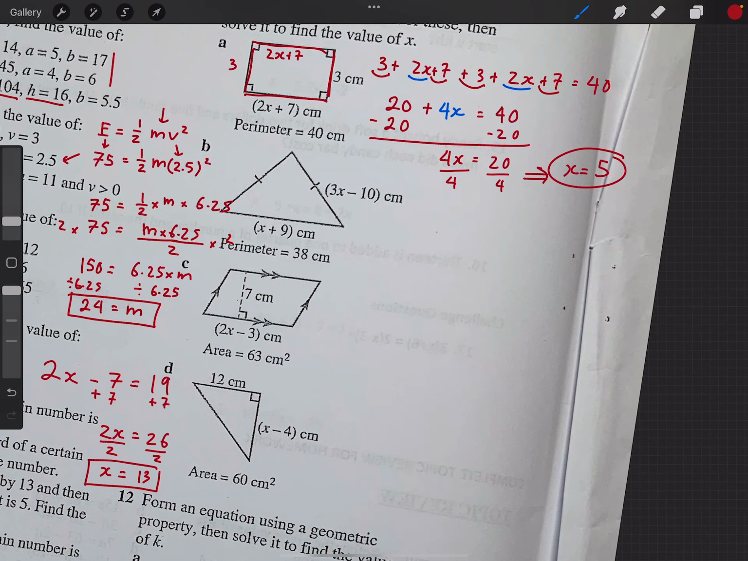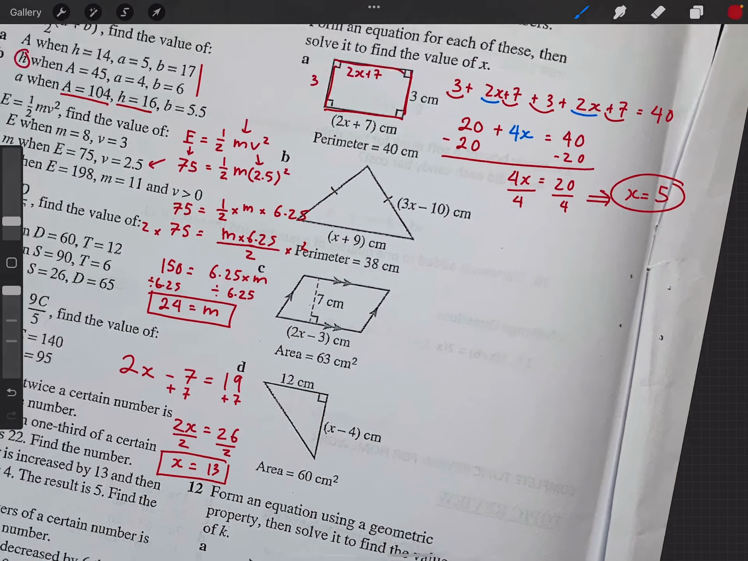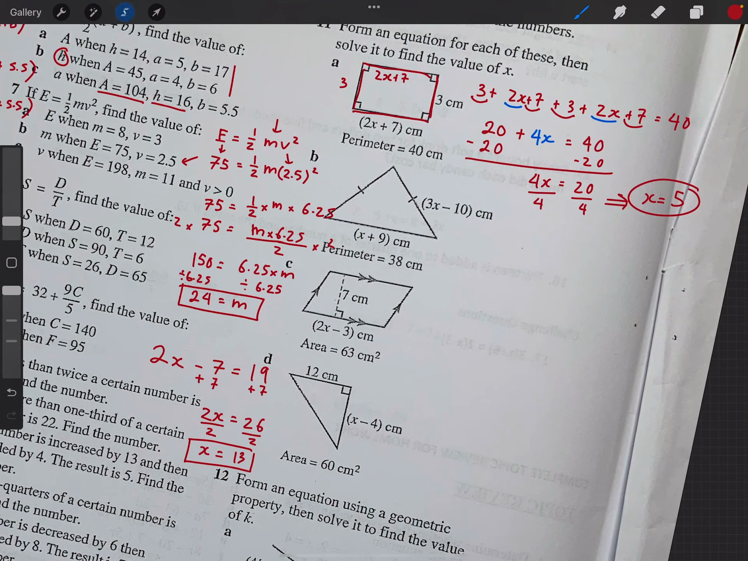Okay, the next one, question B. The perimeter of this triangle is 38. I have to rub some of this stuff out. Hold on.